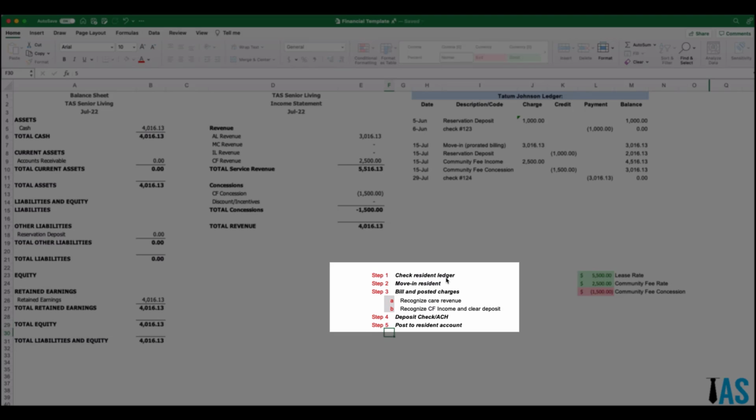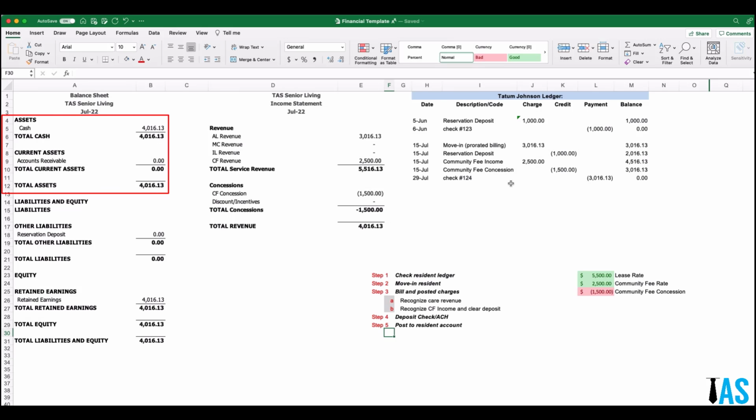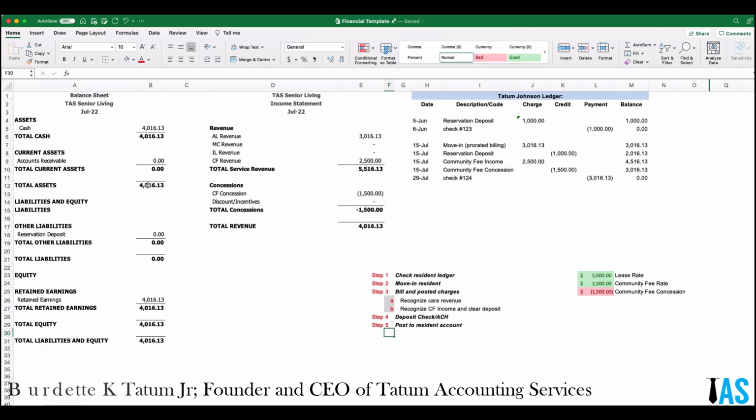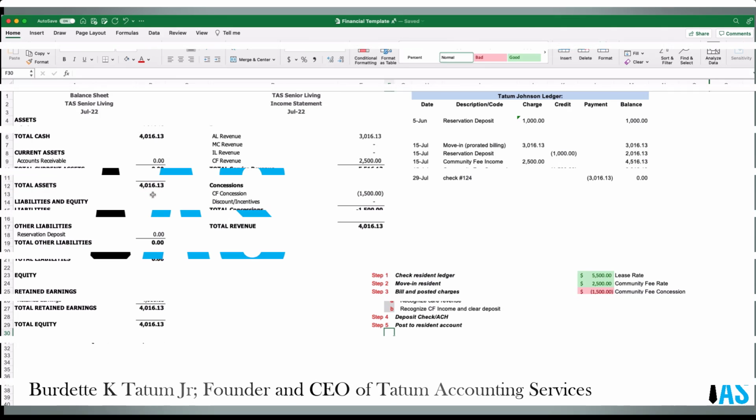So we post to the resident ledger. Notice once again the AR clears, goes up to cash, and now we have the payment on the resident's ledger. The ledger's down to zero. We've collected the full cash, or the full revenue less the incentive, which is why our cash is $1,000 less.